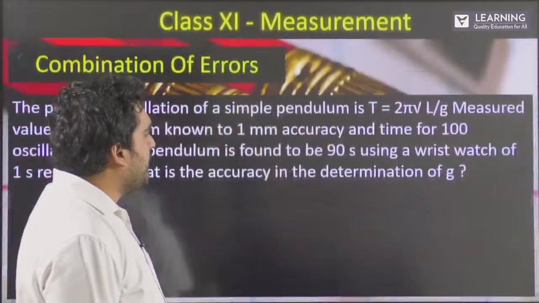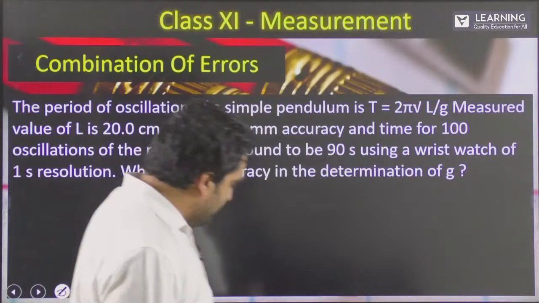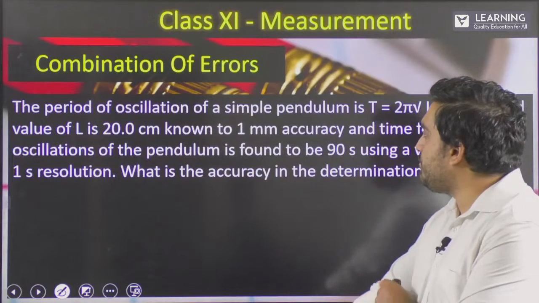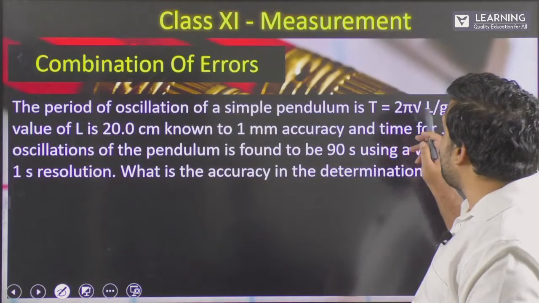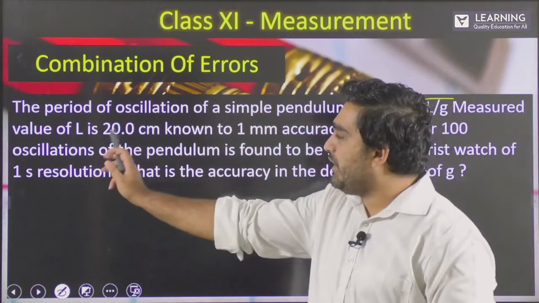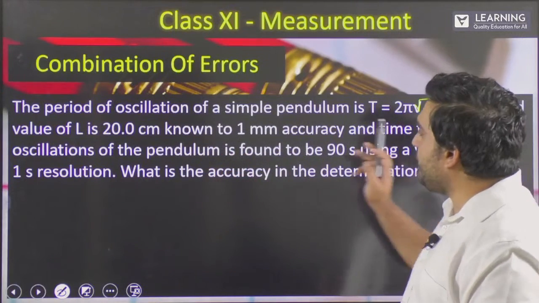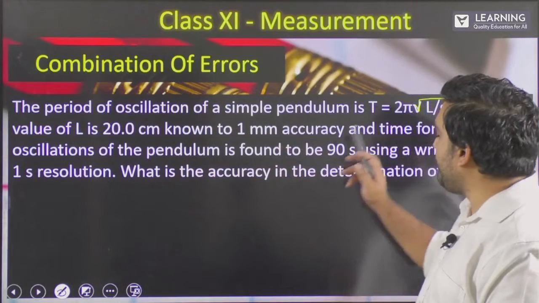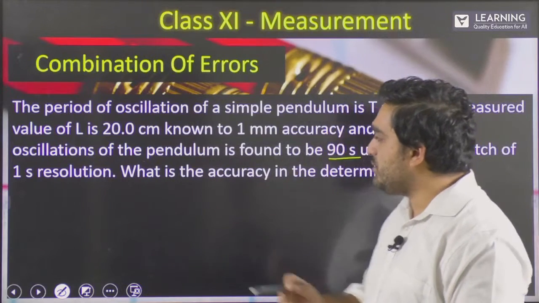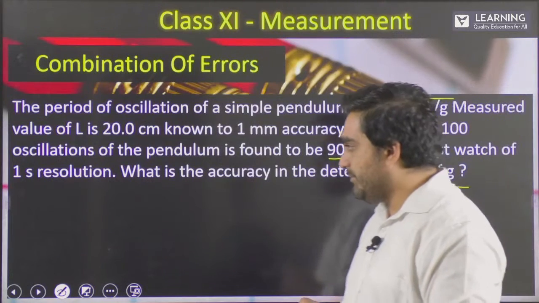Okay. Let's look into a practical perspective. You can go ahead and try to read it out. It says the period of oscillation of a simple pendulum is T equals 2 pi square root L by G. The measured value of L is 20 centimeter, known to 1 millimeter accuracy, and the time for 100 oscillations of a pendulum is found to be 90 seconds using a wristwatch of 1 second resolution. What is the accuracy in determination of G?